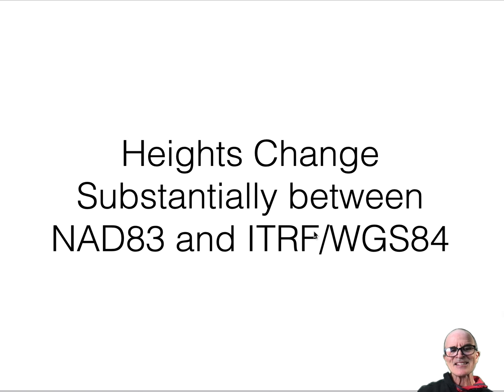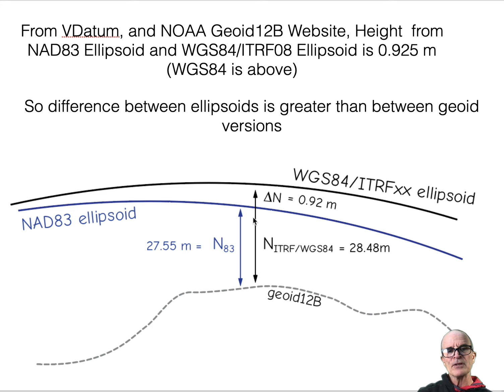Heights change substantially between, though, the two families of datums, the NAD 83 and the ITRF WGS 84. And you can remember why that might be. We have different ellipsoids. And the different ellipsoid locations means relative to the geoid, the height's going to vary quite a lot. Right? Those mass centers are calculated in different places. So between different versions of a datum within the same family, the heights don't vary much. Between different datums, they do in different families of datums.